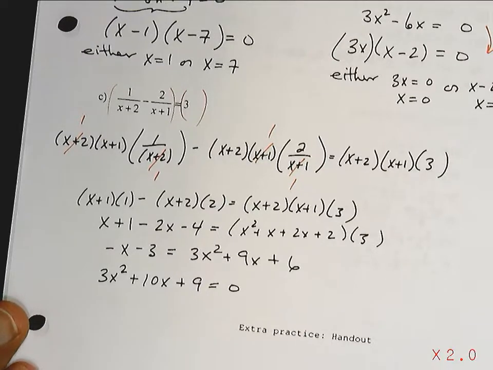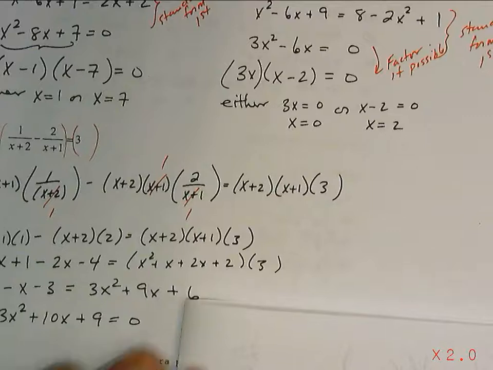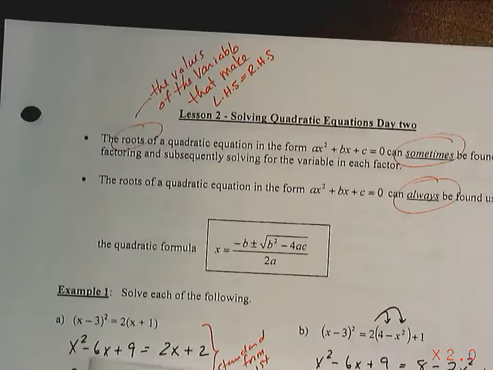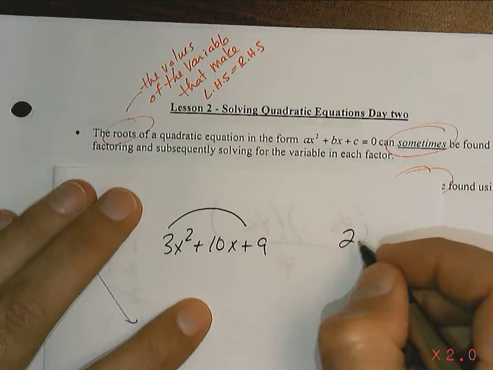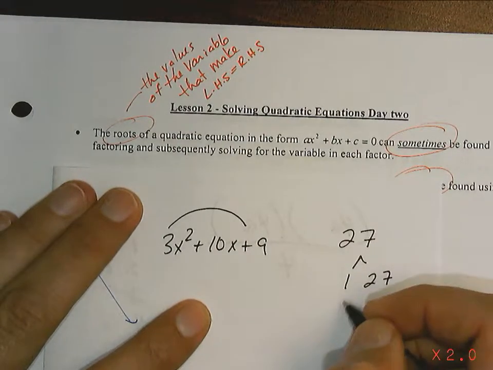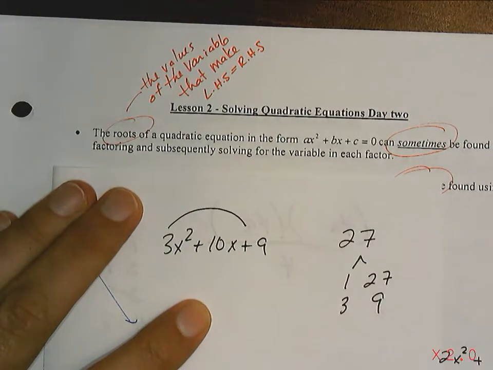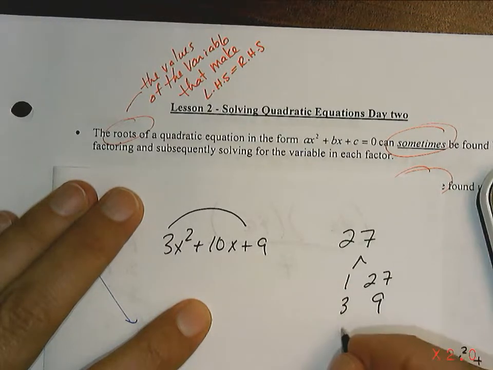Now I'm going to try to solve it by factoring. So I get my piece of paper, and I'm going to rewrite it. And I'm going to look at this for a minute. Two numbers that multiply to give 27. That's going to be 1 and 27. 2 doesn't go evenly. 3 and 9. And what about 4? No. 5. No. 6. No. 7. No. 8. No. 9. Yes.